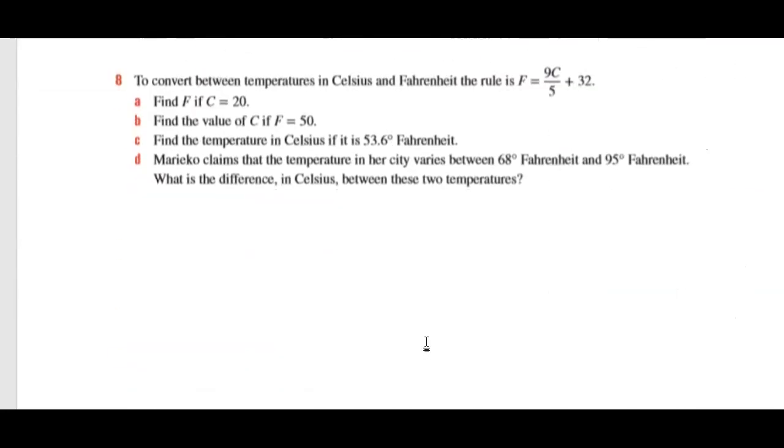All right, let's move on to question 8. So to convert between temperatures in Celsius and Fahrenheit, the rule is, so you'll know in Australia we use Celsius to measure temperature, and places like the United States of America use Fahrenheit.